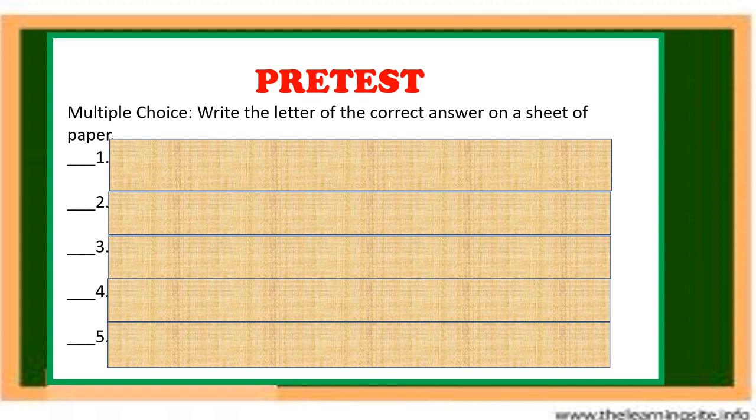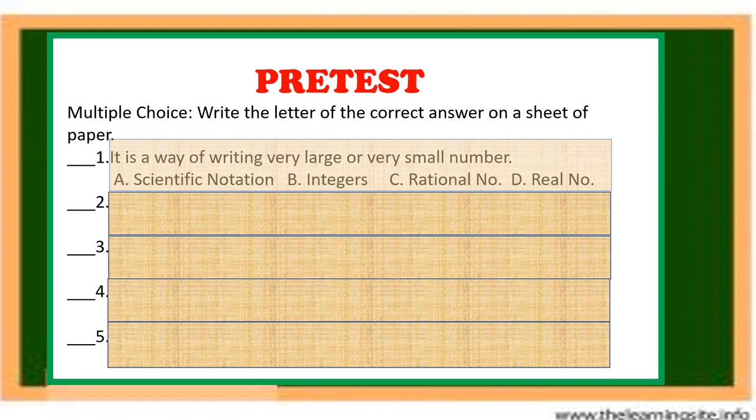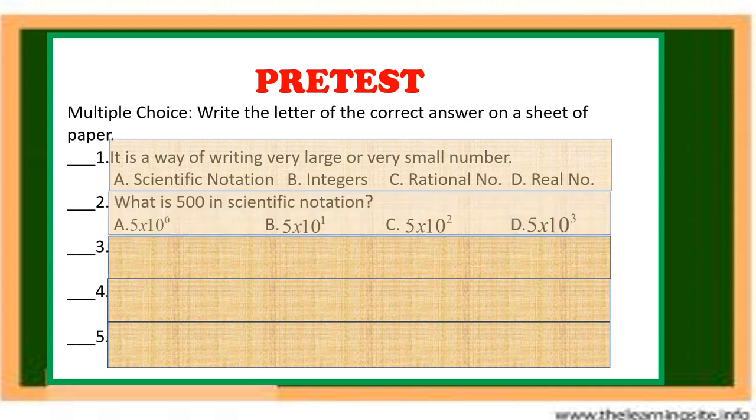Test, multiple choice. Write the letter of the correct answer on a sheet of paper. Number 1. It is a way of writing very large or very small numbers. Letter A, scientific notation. Letter B, integers. Letter C, rational number. Letter D, real number. Number 2. What is 500 in scientific notation?